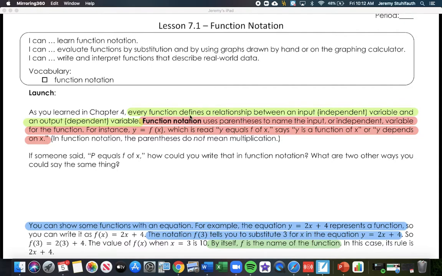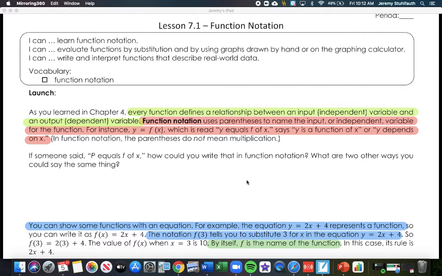So remember from chapter 4, every function defines a relationship between an input variable and an output variable. So function notation uses parentheses to name the input or independent variable for the function. For instance, when you see y = f(x), it is read "y equals f of x." And you can also say it as "y is a function of x" or "y depends on x."